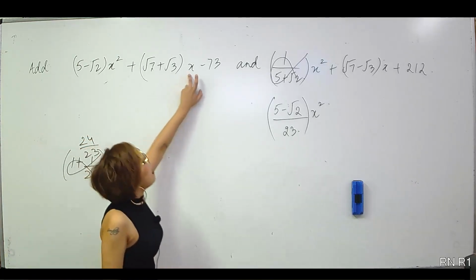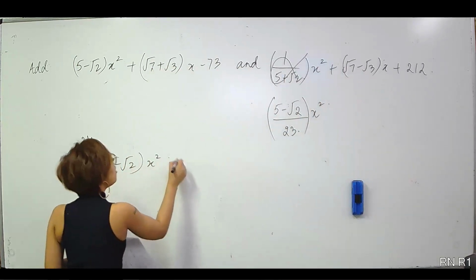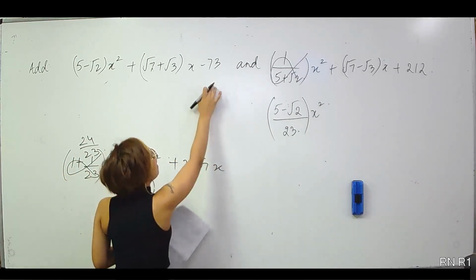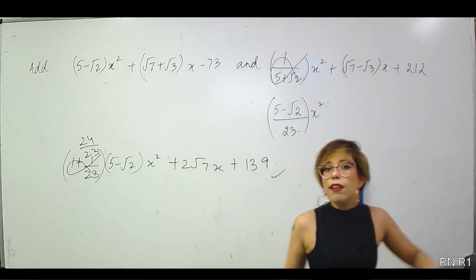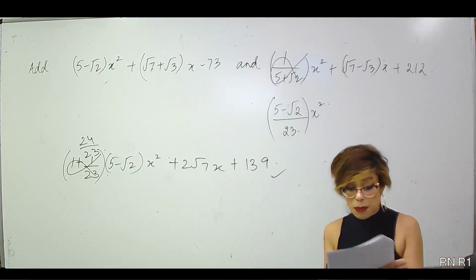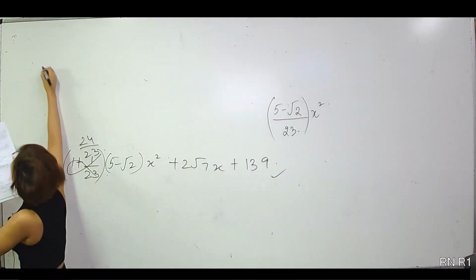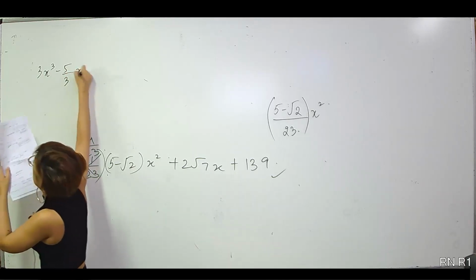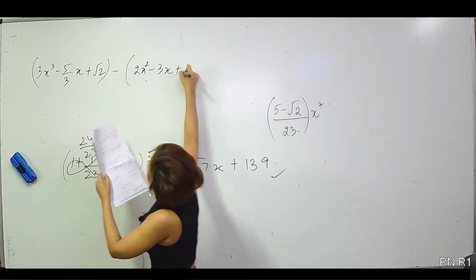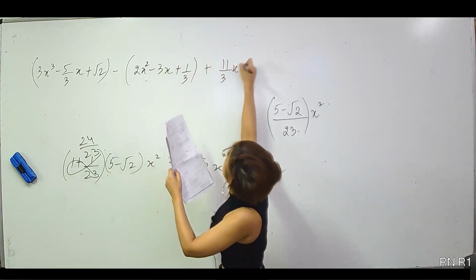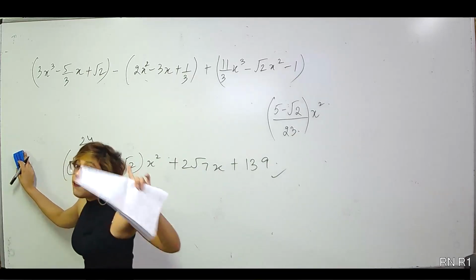Done? Okay, x. X is here, x is there, root 7 plus root 3, root 7 minus root 3. Root 3 term cancels, so I'll get plus 2 root 7 x. Then minus 73 plus 212, which is 139. Check whether you have the answer. If you did not, then that's a problem, so be careful. Next, simplify. Simplify. 3x cube minus 5 by 3x plus root 2, minus 2x square minus 3x plus 1 by 3, plus 11 by 3x cube minus root 2x square minus 1. Simplify it and get the correct answer in first go itself.